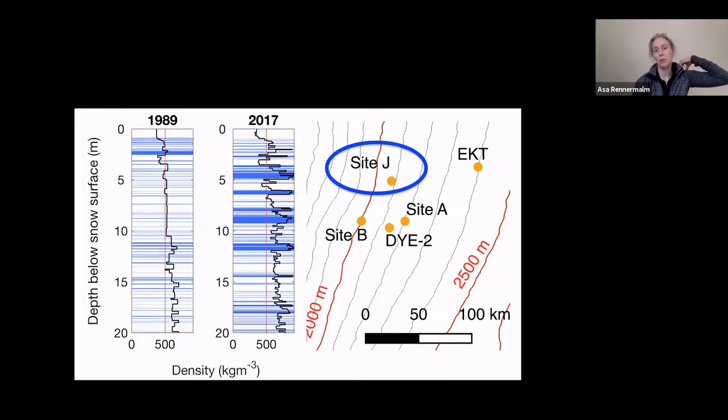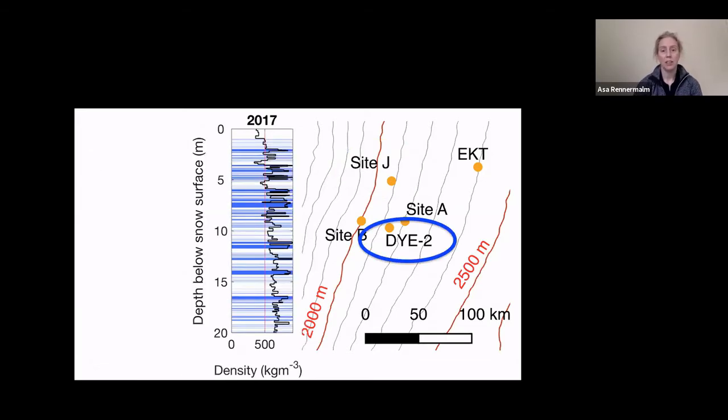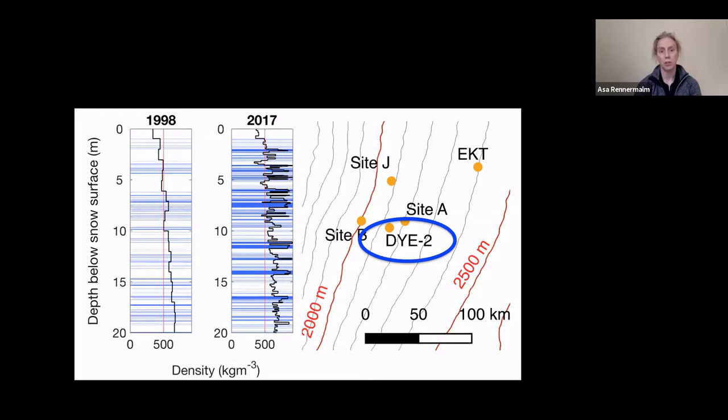Now, if nothing had changed between 1989 and 2017, you would expect the 2017 core, the top 20 meters, to look somewhat similar to 1989, but it doesn't. Although there are differences in sampling here, the picture is pretty clear. There's a lot more ice in 2017, a lot more blue, which is the ice layers, and it's a lot more dense. The same pattern emerged at DI2. Here are those 2 cores side by side. A lot more ice in 2017 and a lot denser.